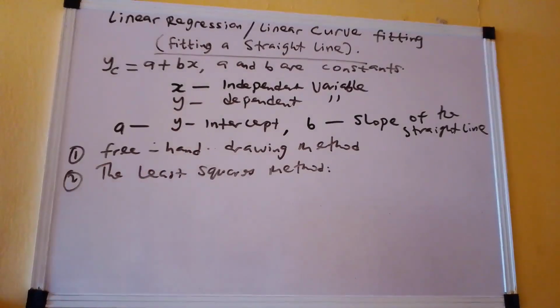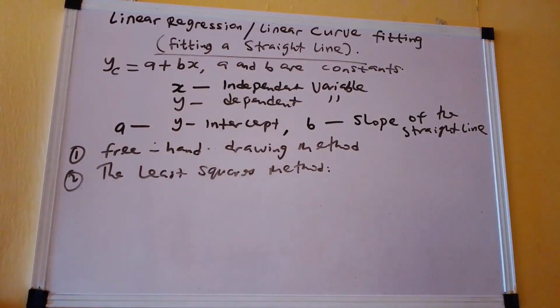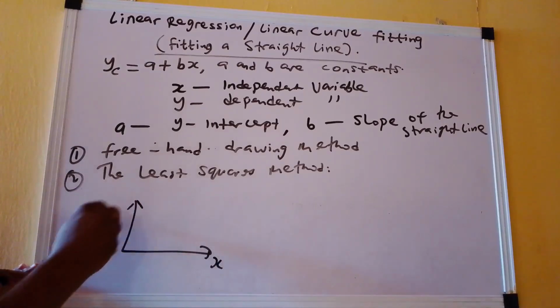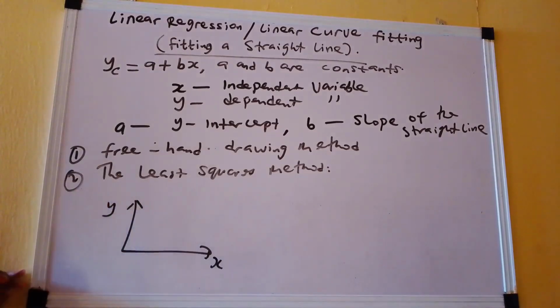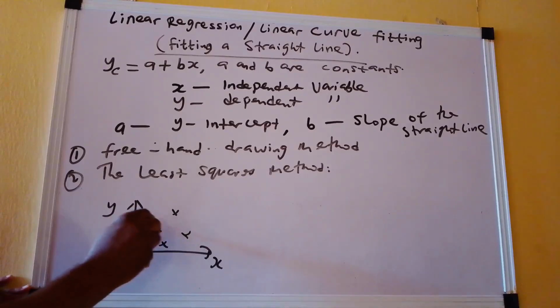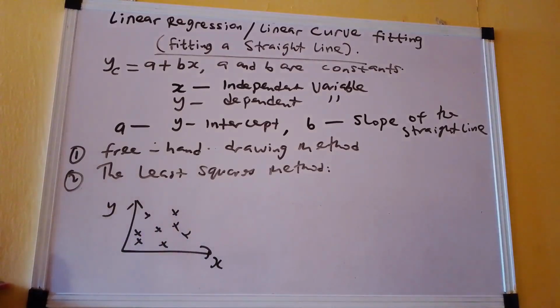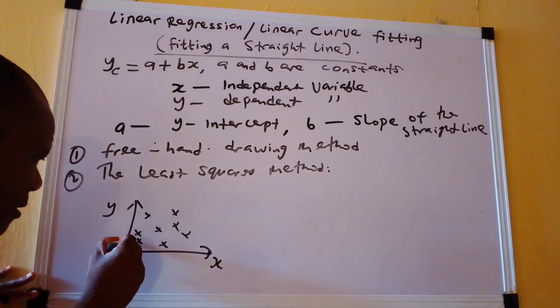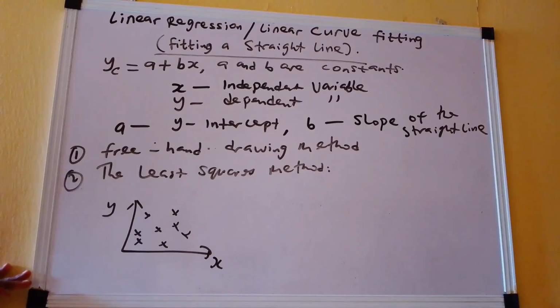Now when we talk about the freehand method, you sketch a graph, maybe a graph of this nature. This is the x-axis, that is the horizontal axis, this is the y-axis, then you have some scattered points, a scatter diagram. Then you try to draw a straight line with a transparent ruler. A will definitely attain the value where the particular straight line starts from.